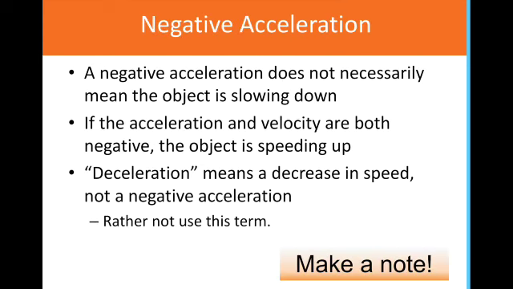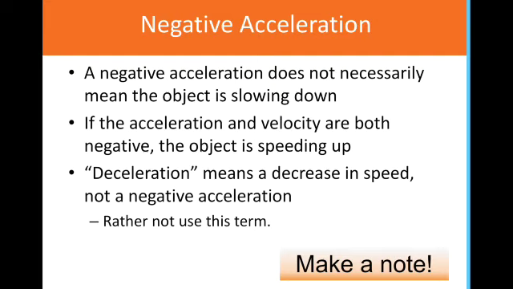So let's talk about negative acceleration. Negative acceleration doesn't necessarily mean that the object is slowing down. Because if the acceleration and the velocity are both negative, then the object is speeding up. So whether you're speeding up or slowing down is not just dependent on the fact that it's negative or positive acceleration. It is dependent on the orientation of the acceleration with regards to the velocity.